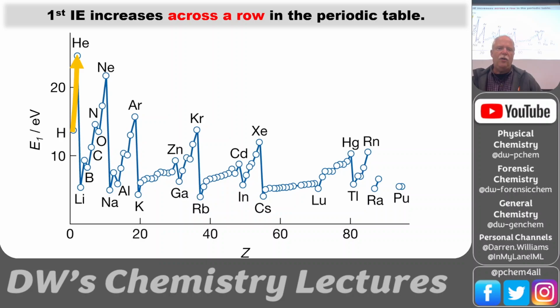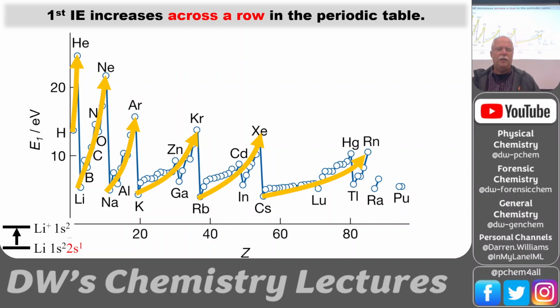Okay, across a row of the periodic table. All of these zigzags that you see are the rows in the periodic table. Hydrogen to helium, lithium to neon, sodium to argon, potassium to krypton, rubidium to xenon, cesium all the way over to radon. Look at mercury. Mercury is almost as good as a noble gas. It's pretty far up there.